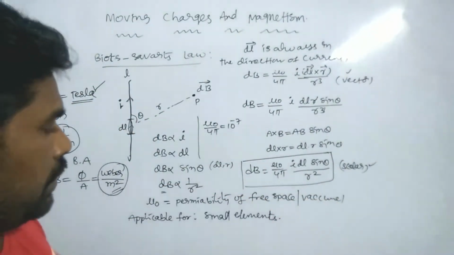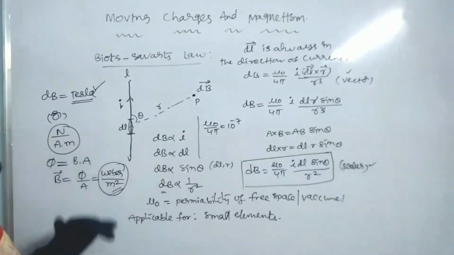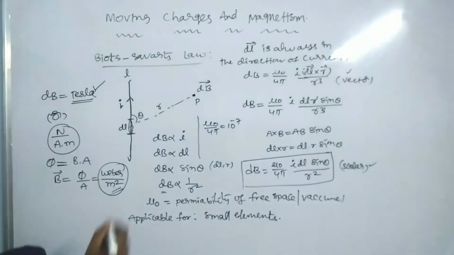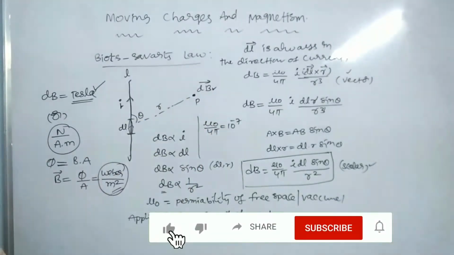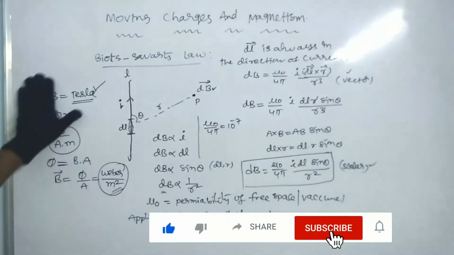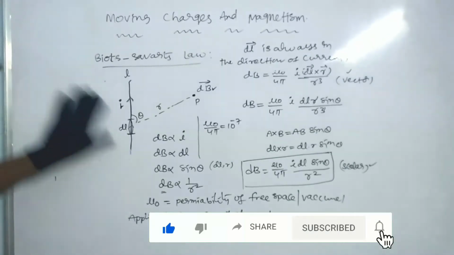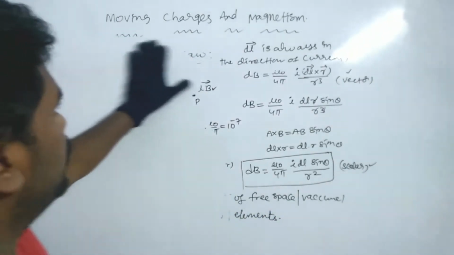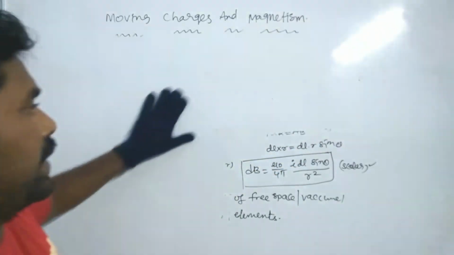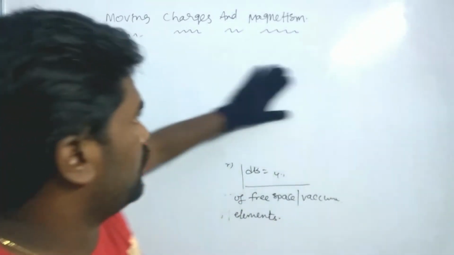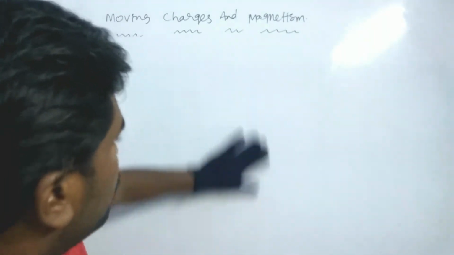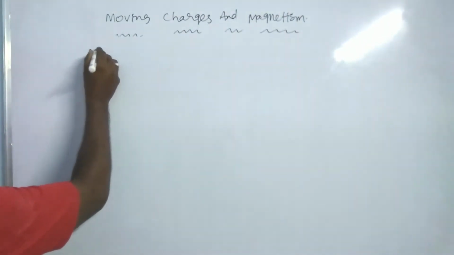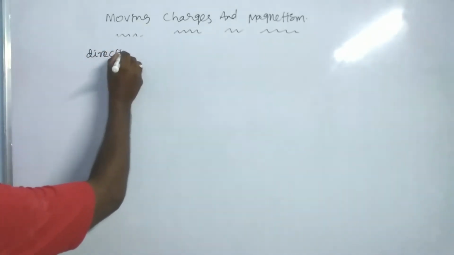The main thing you have to learn here is the direction of the magnetic field. So how can we find the direction of the magnetic field? Let us see. Very important basic standards to find the direction of the magnetic field.